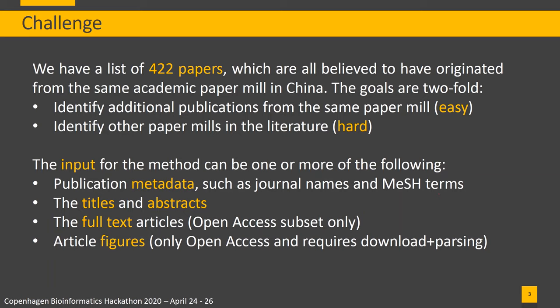What we have as input for the method, aside from 422 papers, is basically publication metadata. Of course, we know where things were published, MeSH terms, lots of different things. We have titles and abstracts for all of them from PubMed. And for the subset that is open access from PubMed Central, we have full text articles. We could also get article figures for the ones where we have open access text, but that's a lot more work. Next slide.